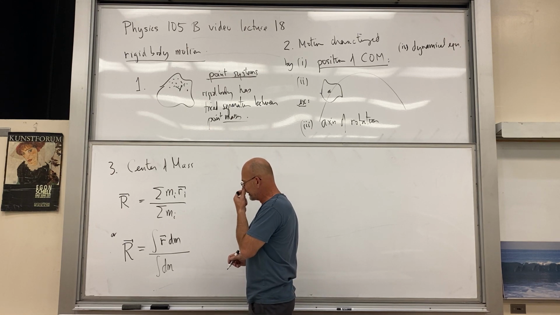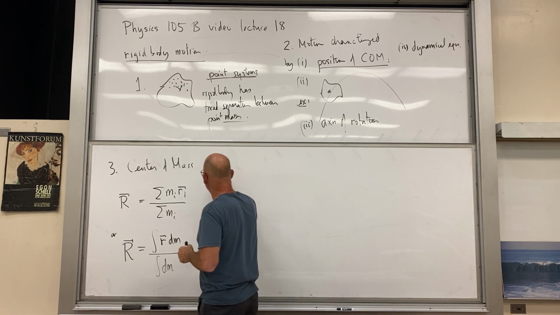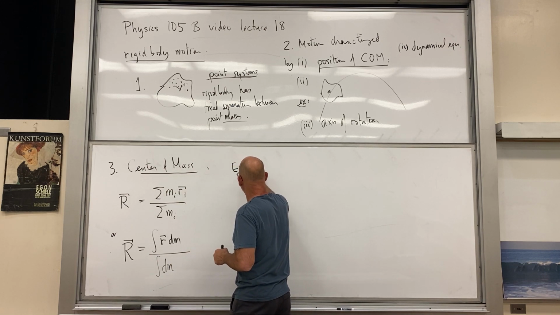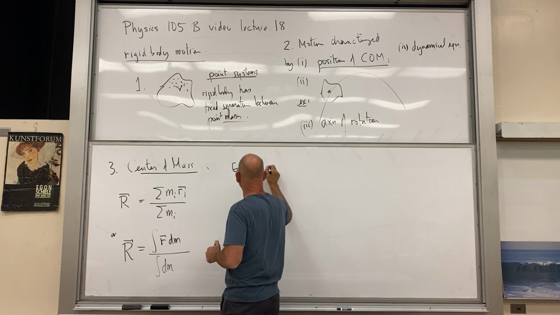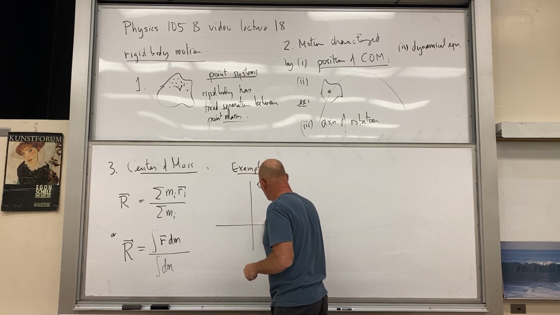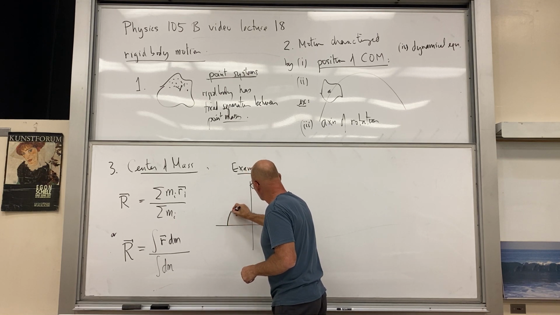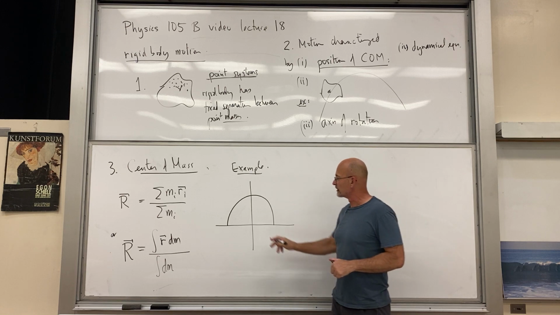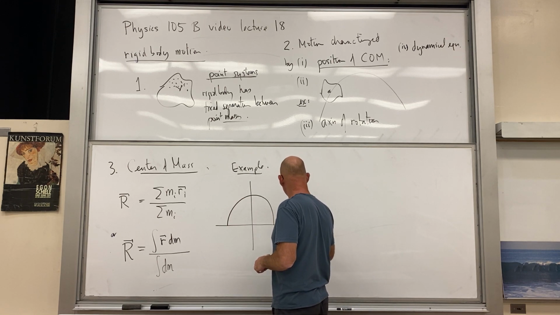So let's do an example, or a few examples. An interesting example is if we have, say, a semicircular wire. So a semicircular linear mass distribution.